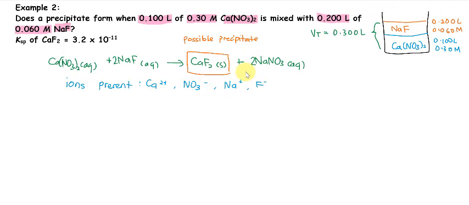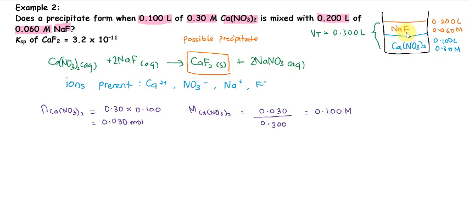To predict whether a precipitate will form or not, we need to find the initial concentration of Ca2+ and also F minus ion. Since these two solutions are mixed together, the molarity is not 0.30 molar and 0.060 molar anymore. So we have to find the new concentration for each solution. Find the moles of the solution, and then divide it by the total volume. The number of moles of calcium nitrate is 0.030 moles, so the new concentration is 0.100 molar.